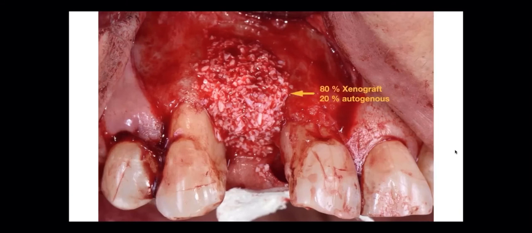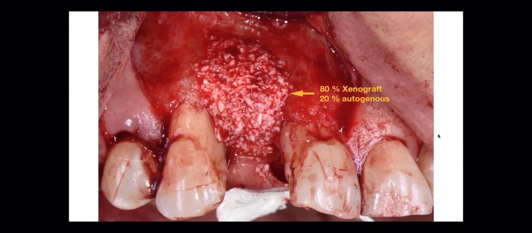This is our bone that was placed here. It is 80% made of xenograft, which is bovine bone, and 20% of autogenous bone. Why 20%? Because in this area, I used my bone scraper. I removed some bone from the area around my regeneration area, and I mixed them with my xenograft.